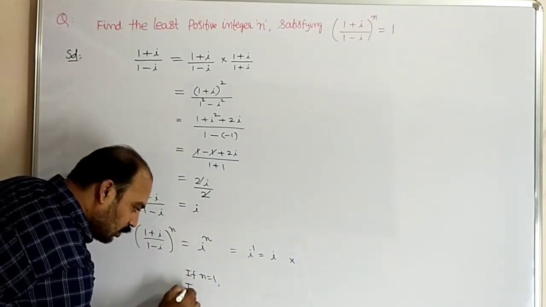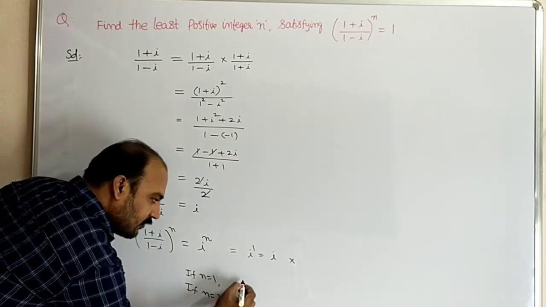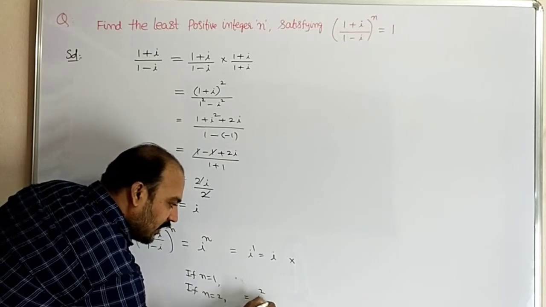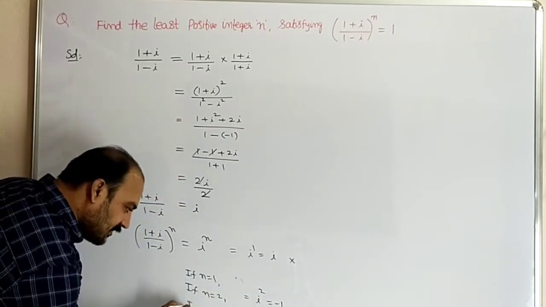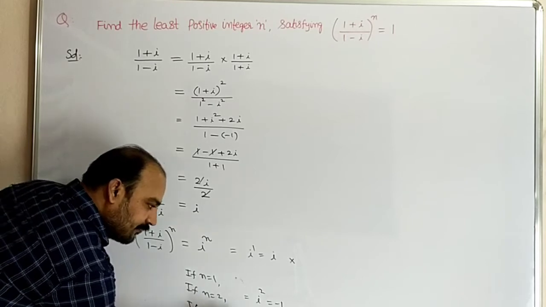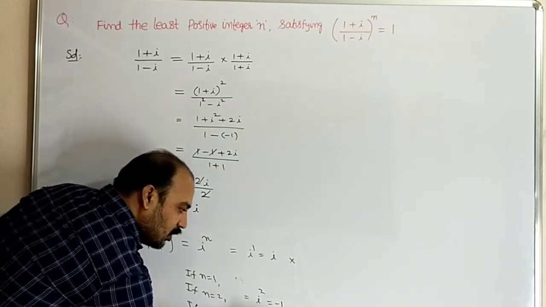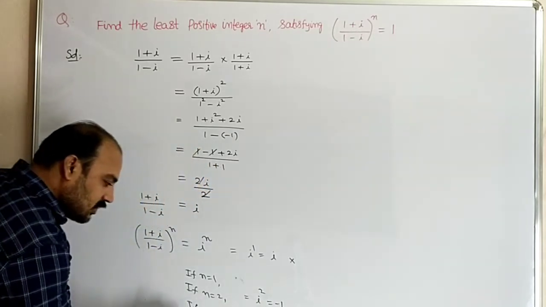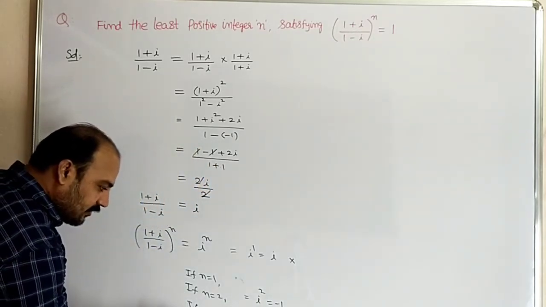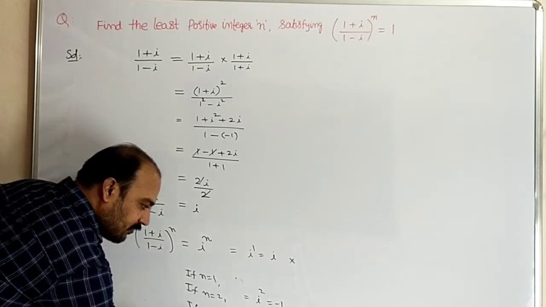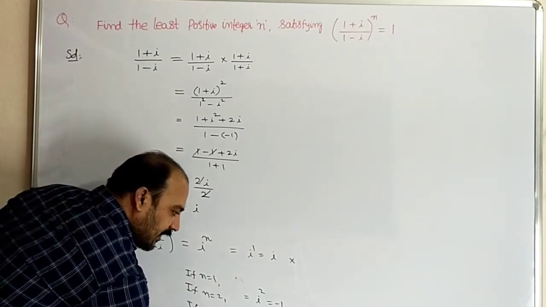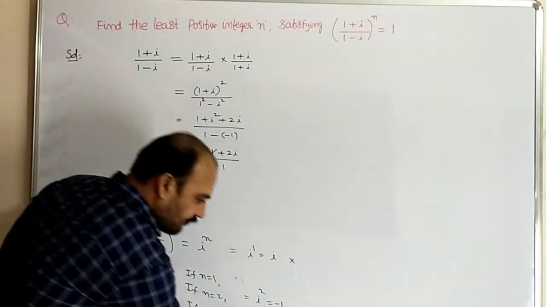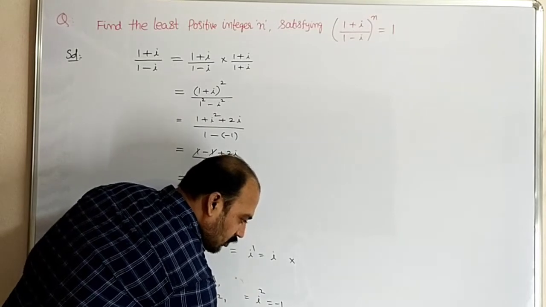Next, n is equal to 2. It becomes i square, which is equal to minus 1. If n is equal to 3, i cube, which is equal to i square into i, that is minus 1 into i, minus i. Suppose if we take n is equal to 4, i power 4, we can write it as i square whole square, which is equal to (minus 1) whole square, which is equal to 1.